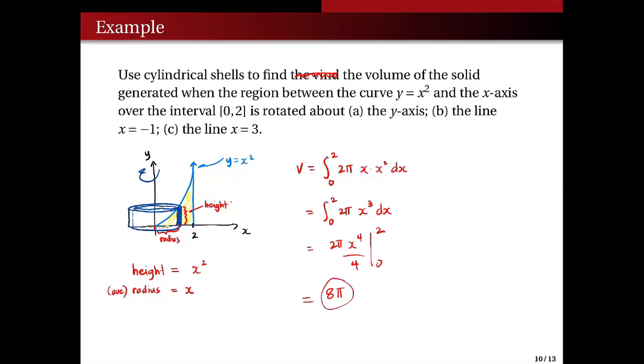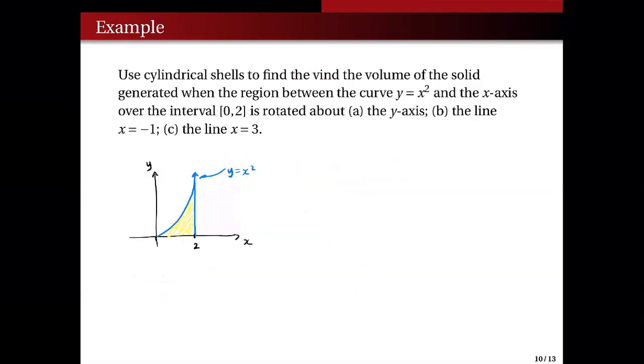So this is for your letter A. Let's look at letter B. This time, the axis of revolution is the line x equals -1. So in here, say, this is your -1. So the axis of revolution is here.